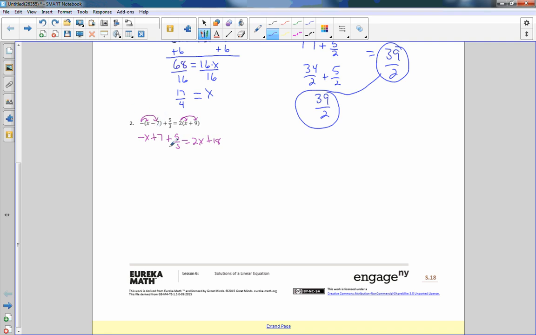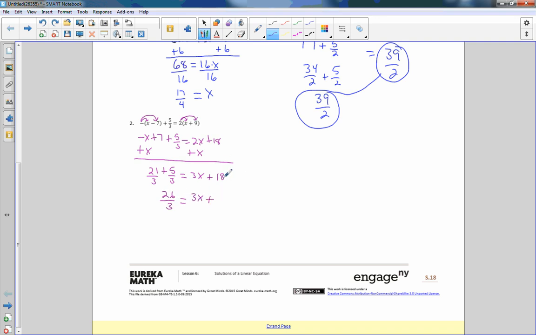All right, so now I'm going to get all of my x's on one side. If I subtract 2, bring it over here, it'll be negative, so I'm going to add x to both sides on this one. Negative x plus x is 0, so I get 7 plus 5 over 3 equals 3x plus 18. Now I have a denominator of 3 here, so I need to add these two together, so I'm going to change 7 to 21 over 3, because 21 divided by 3 is 7, so 21 thirds is 7. So 21 thirds plus 5 thirds is 26 over 3 equals 3x plus.